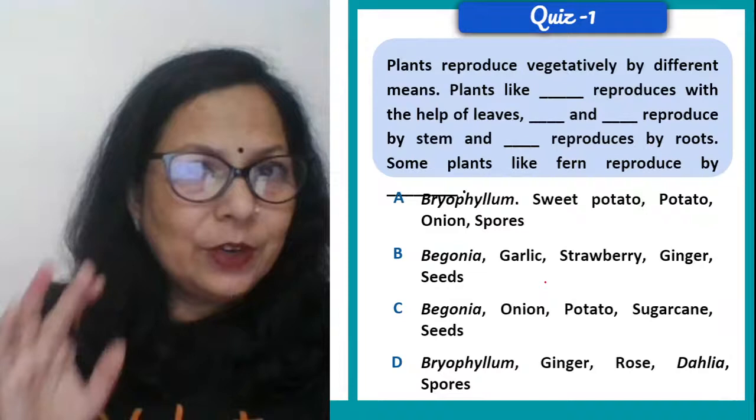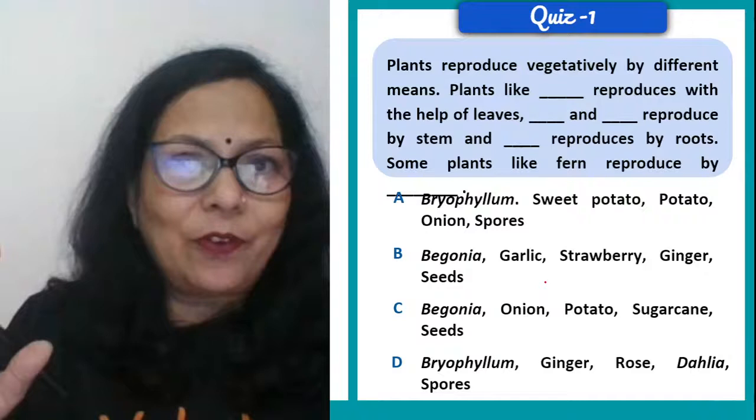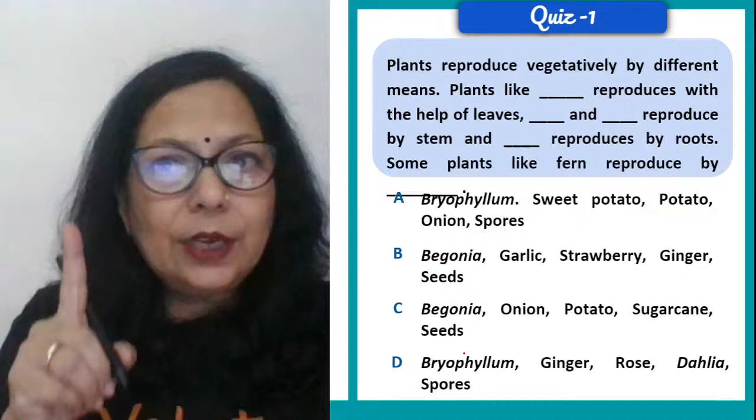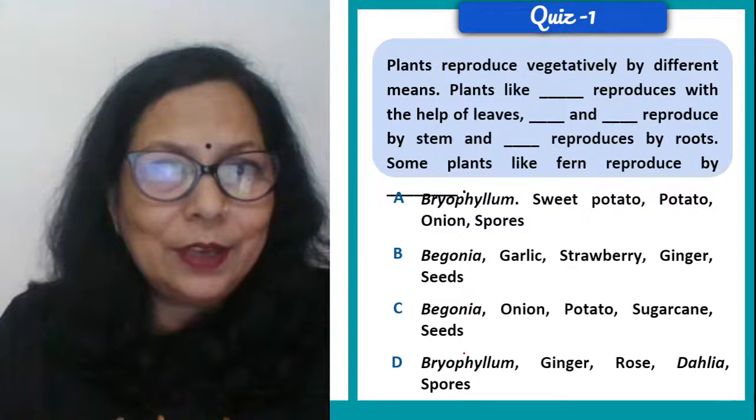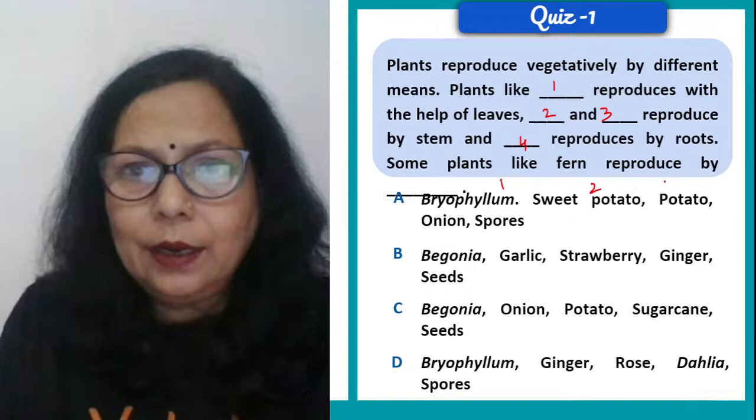Plants reproduce vegetatively. That means not from the seed, but from any other part besides the flower, by different means. Plants like dash reproduce with the help of leaves. So is it bryophyllum, begonia, bryophyllum? So one of them reproduces with the help of leaves. Maybe both reproduce with the help of leaves. Dash and dash reproduce by stem. This is the first fill up, second, third, fourth. So first, second, third, and this is the fifth. Fourth and fifth fill up.